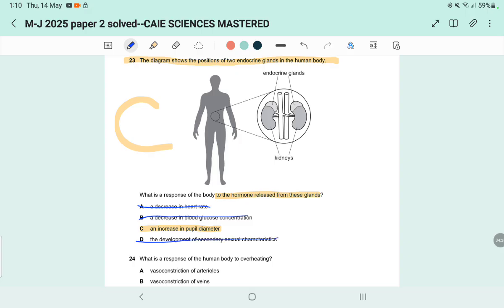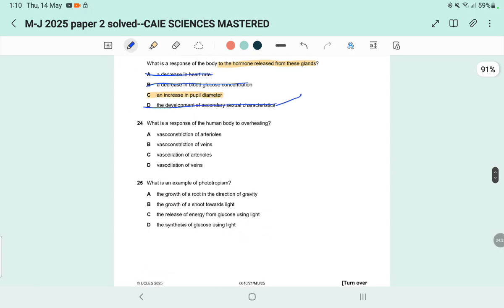Development of secondary sexual characteristics? No, it's not like this. These are the hormones for puberty and not for the endocrine gland. So basically the answer will be C.